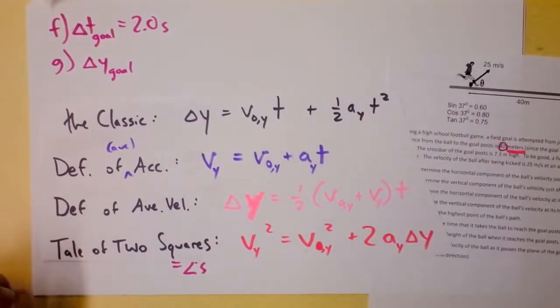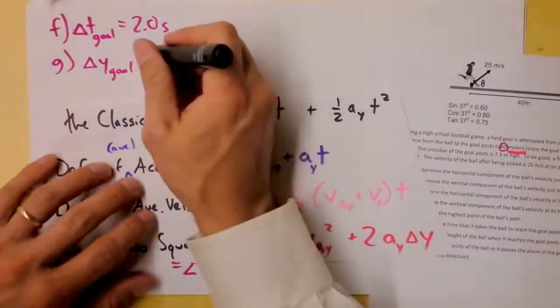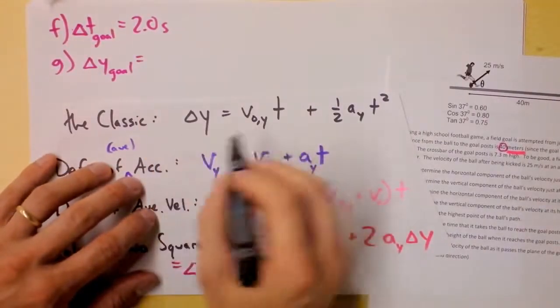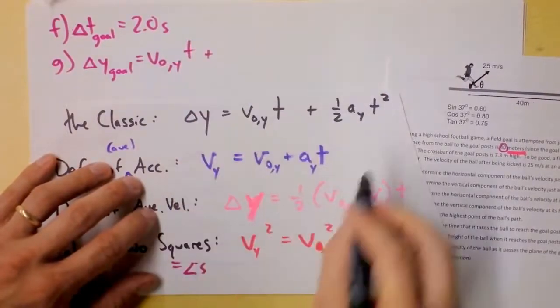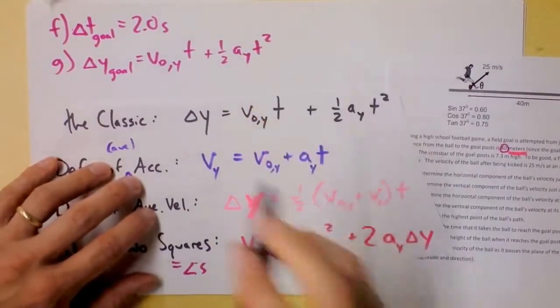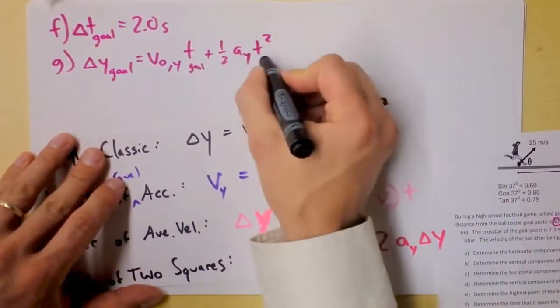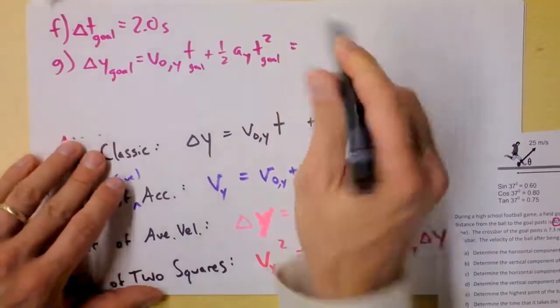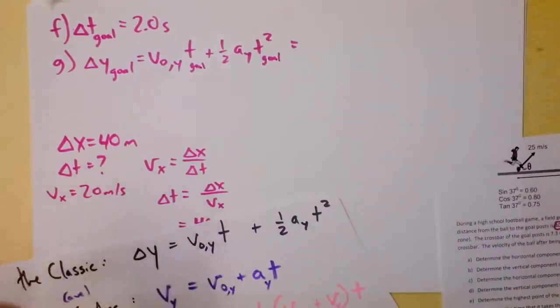This one. And we need to plug in the time when it gets there. We're going to say delta y at the goal is the initial velocity in the y direction times time plus 1/2 the acceleration in the y direction times time squared. And I plug in t goal. See, I'm going to plug in t goal right here. Oh yeah, see I am, I'm about to. All right, then I go to my calculator. No, I'll write it out. I'll write out what I'm going to plug in.